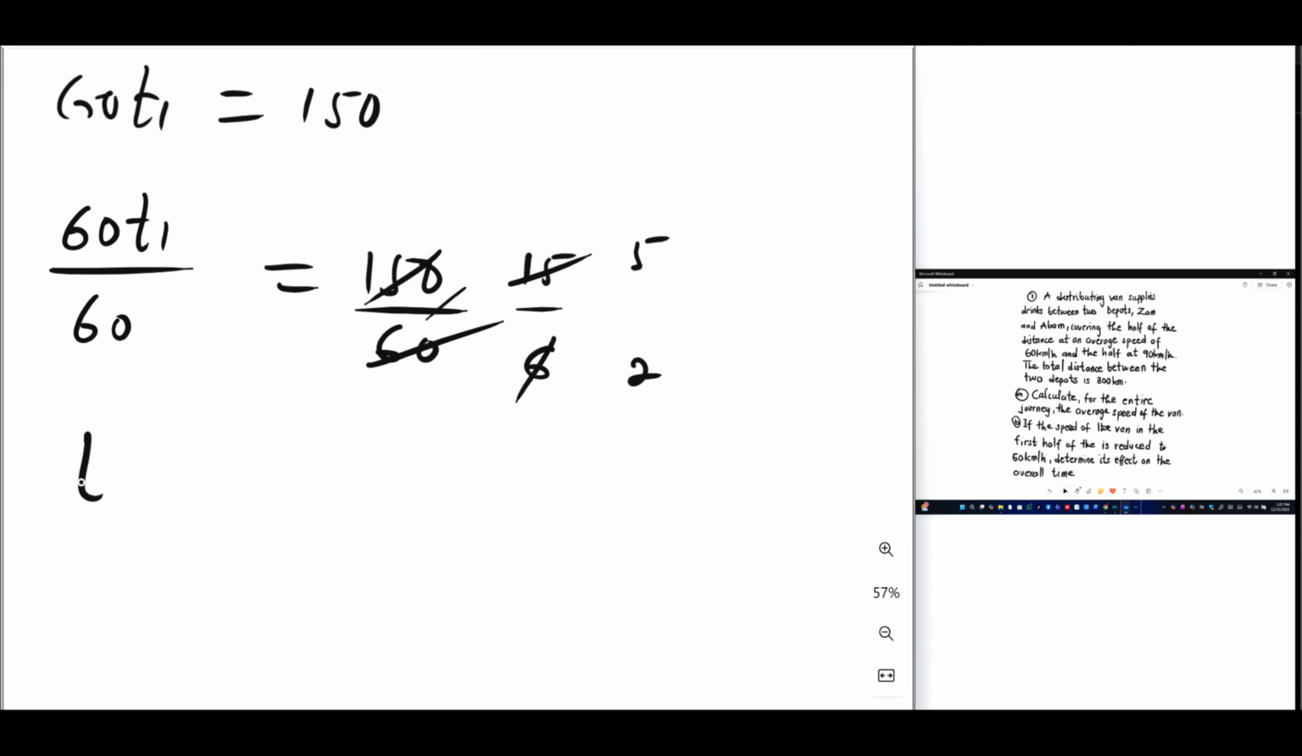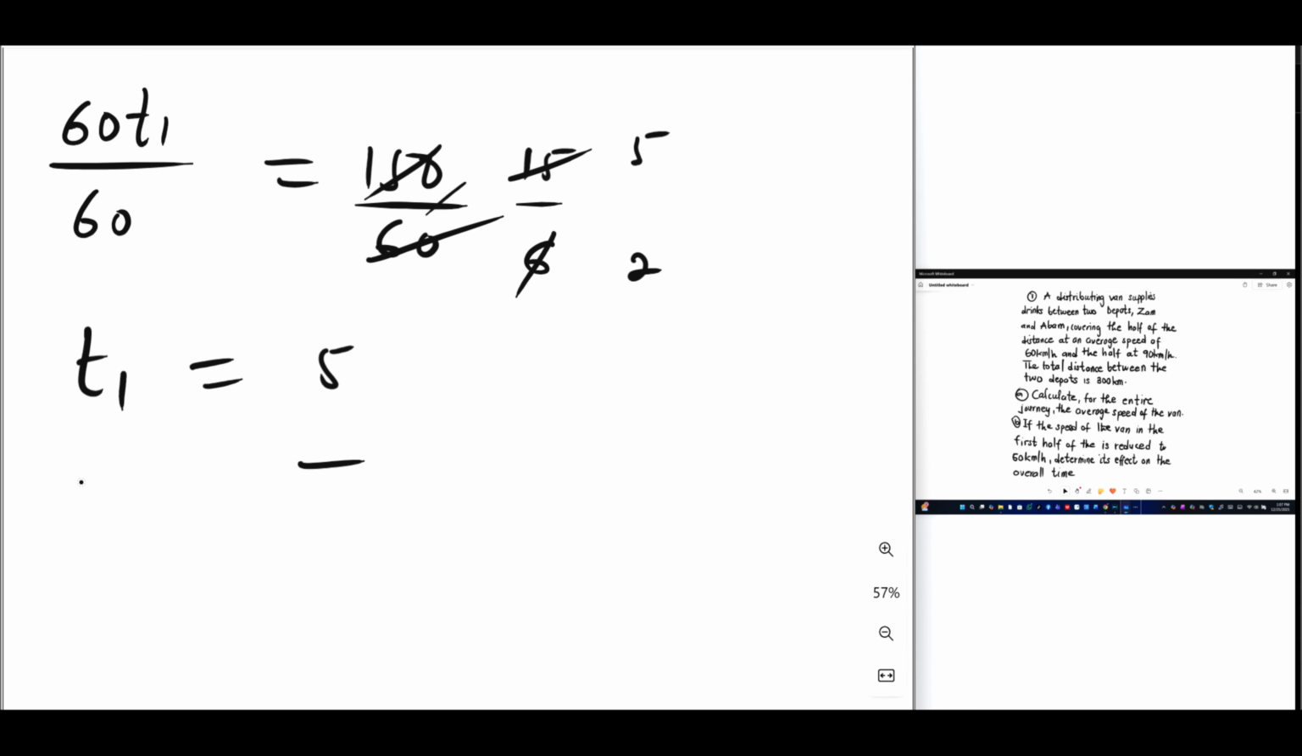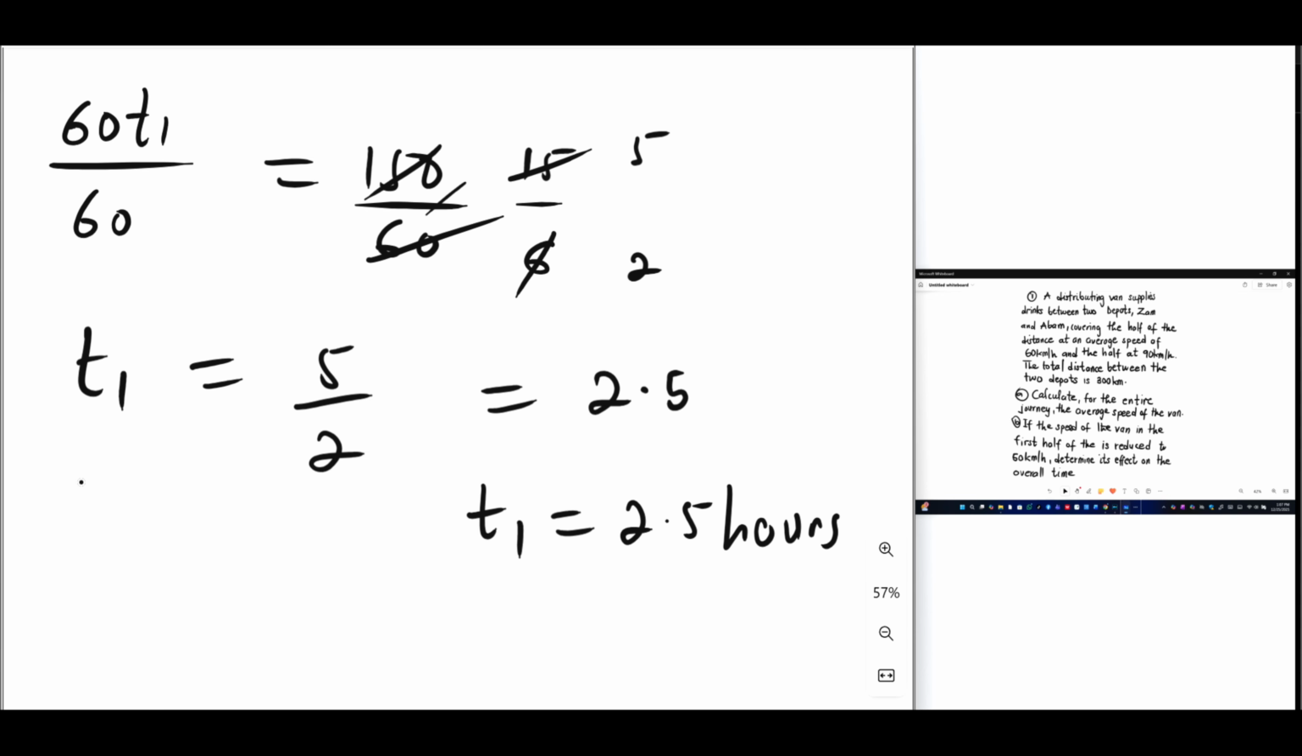So our t1 is equal to 5 divided by 2, which is the same as 2.5 hours. So the first time taken was 2.5 hours. All right, so let us continue and look at the other one as well.